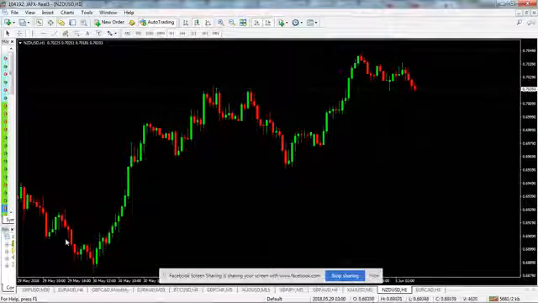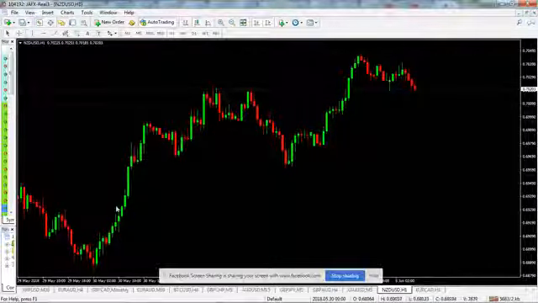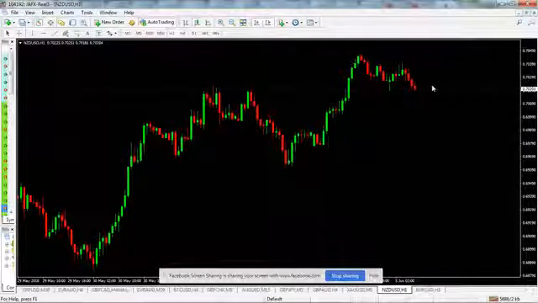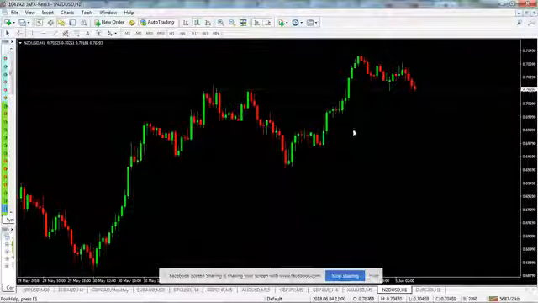Basically, New Zealand dollar value is going down. New Zealand dollar value is going up. It's going down. It's going up. And that's what you need to know for now.